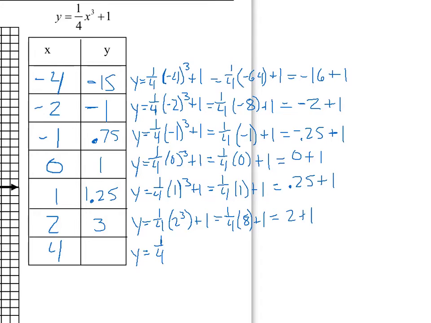y equals 1/4 times 4 cubed plus 1. 1/4 times 4 cubed is 4 times 4 is 16, times 4 again is 64. 1/4 times 64 is 16, plus 1 is 17. What the heck? Like signs. All right.